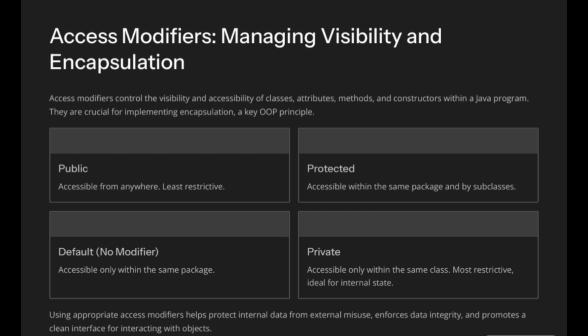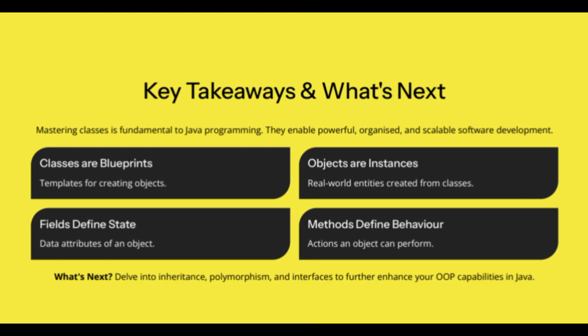By using the right access modifiers, we protect internal data from misuse, maintain data integrity, and provide a clean way to interact with objects. Classes are blueprints, objects are the instances, fields define state, and methods define behavior. Understanding classes is the first step in mastering Java OOP. Next, you can explore concepts like inheritance, polymorphism, and interfaces.